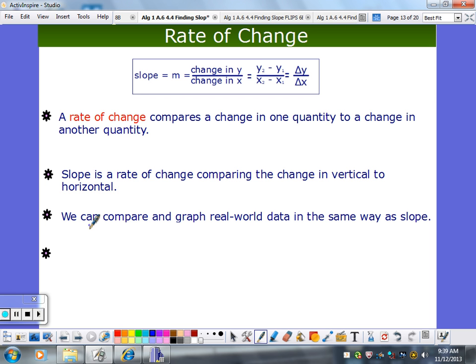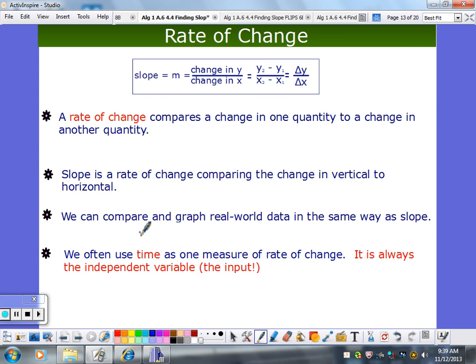What else we got here? We can compare and graph real world data. Now, just as when you're working these, time is often a real world factor in it. So time is always an independent variable. Independent variables are our x's, our input. So time is always an input, and what I mean by that is it's an x value. And we'll see what this means when we look at some of these.